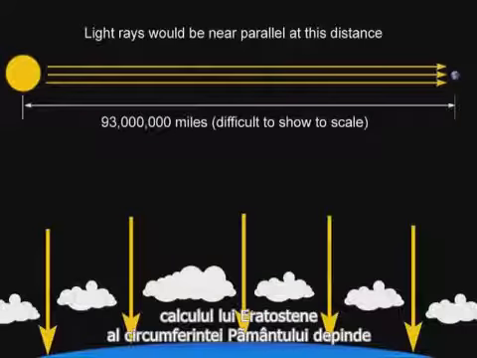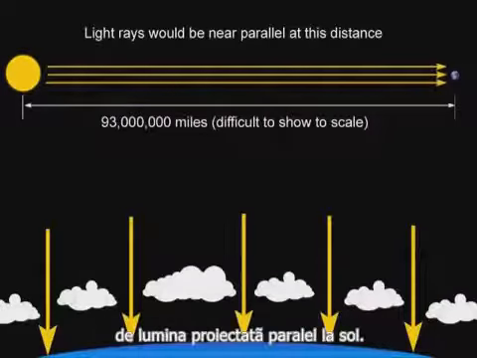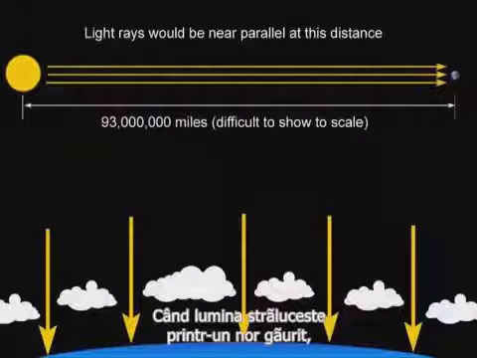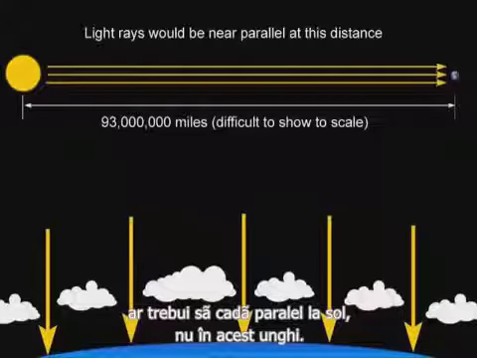And, if you recall, Eratosthenes' calculation of the circumference of the Earth actually depends on the light being parallel from the Sun. So, when the light shines through broken cloud, it would hit the ground parallel, rather than at this kind of angle.